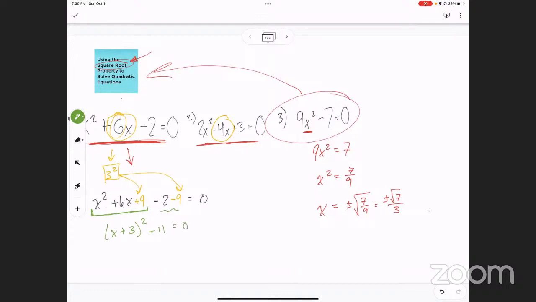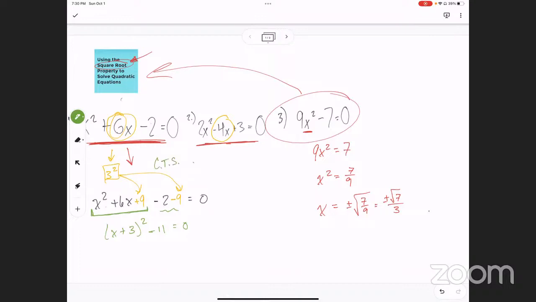And now do you see how this is different than this? Do you see how I only have one x here? I don't have two x terms. I just have one x term. That's called completing the square. That's what that's called. CTS, complete the square.